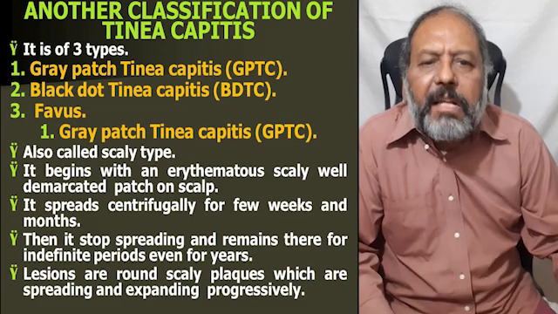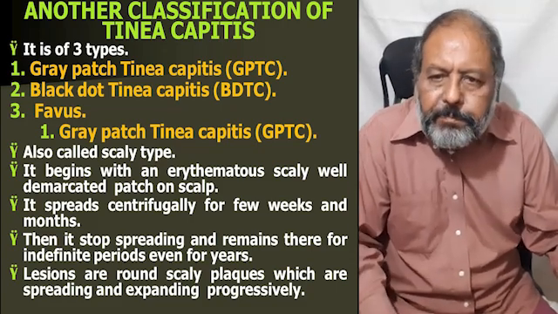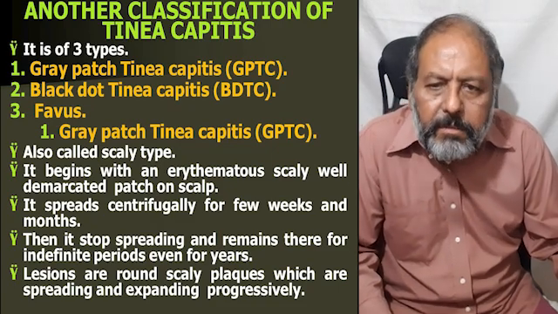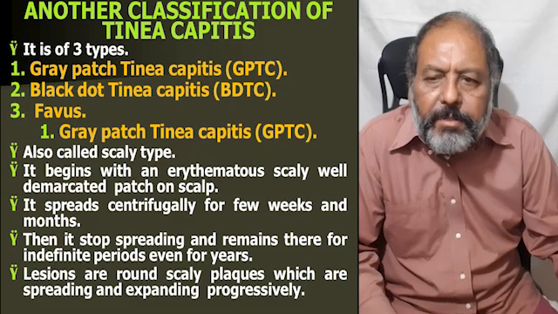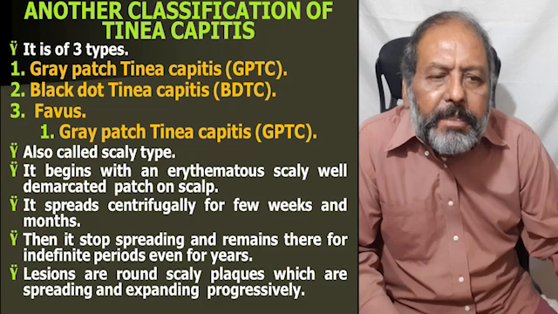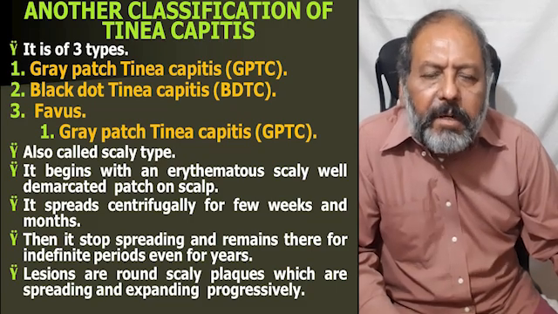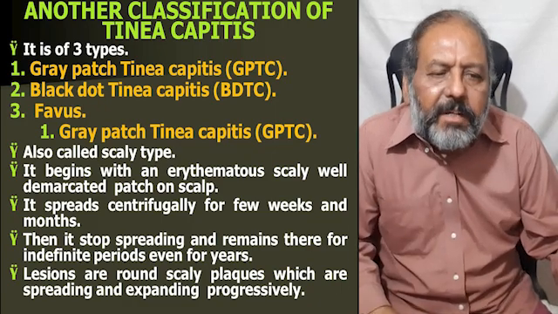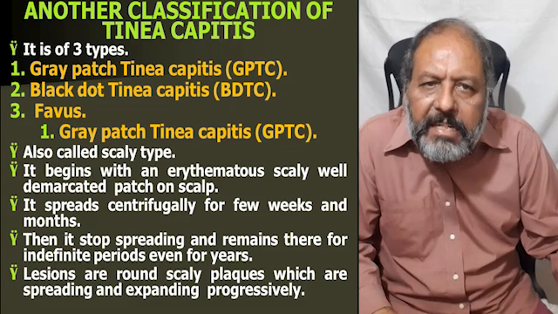Now, another classification of Tinea capitis is that it is of three types. One is grey patch Tinea capitis, abbreviated as GPTC. The other is black dot Tinea capitis, BDTC, and the third is favus, which I have already discussed. So the first, grey patch Tinea capitis, GPTC, is also called the scaly type.